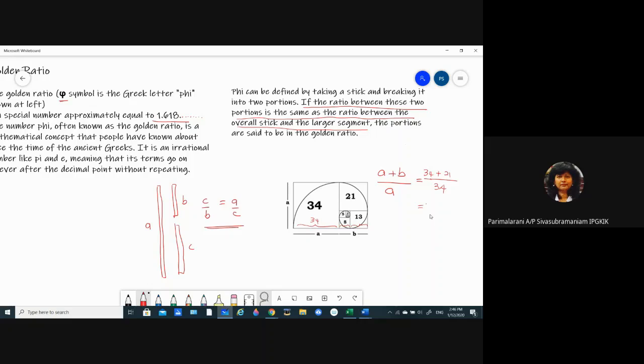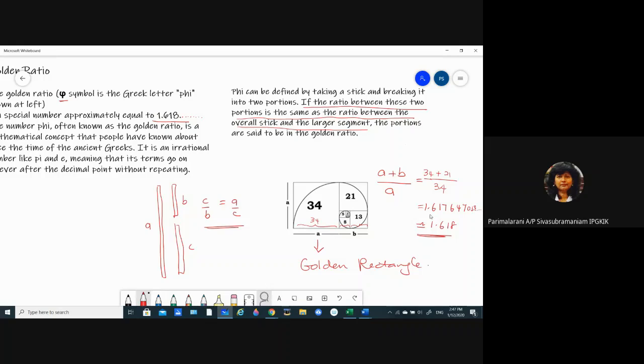When you divide that, what do you get? Do you get 1.617647059 and so on? Yes. This is approximately 1.618, right? And this is the value of the golden ratio. Therefore, this rectangle has a golden ratio. Therefore this rectangle is also known as the golden rectangle.